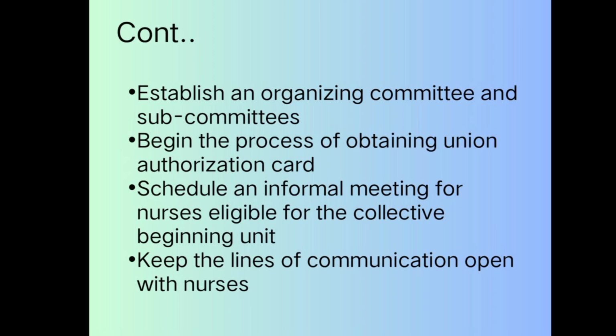So only once we are part of the union can we do the collective bargaining. Next is schedule an informal meeting for nurses eligible for the collective bargaining unit. Whatever demand we have, you just have a meeting among the nurses who are eligible to be part of the meeting. Next, keep the lines of communication open with the nurses. We should have proper open communication, so that it reaches all the nurses of the organization.